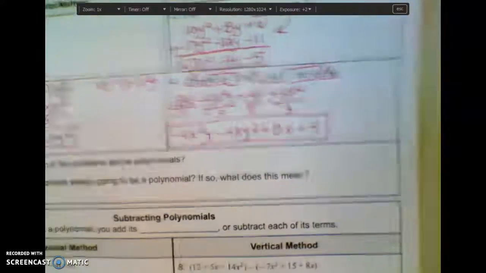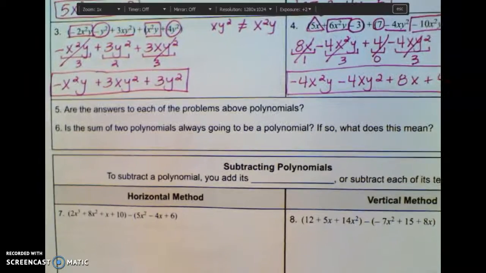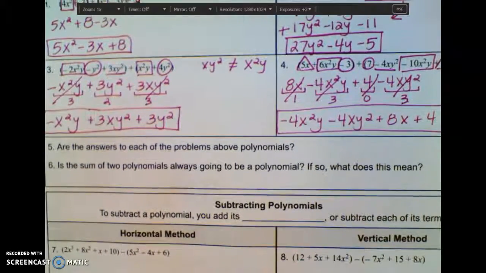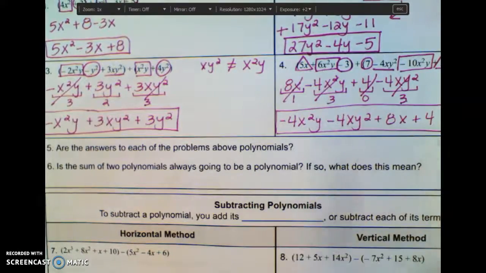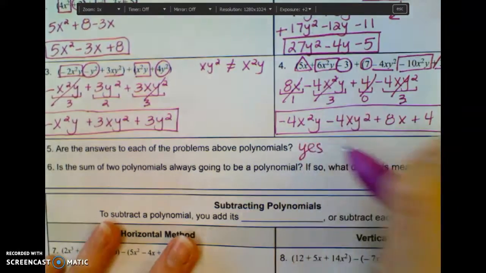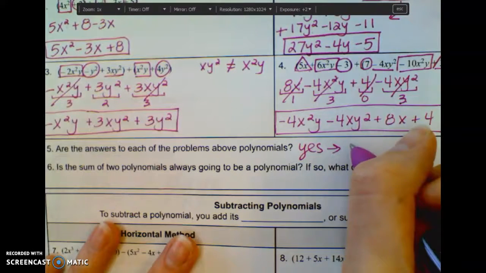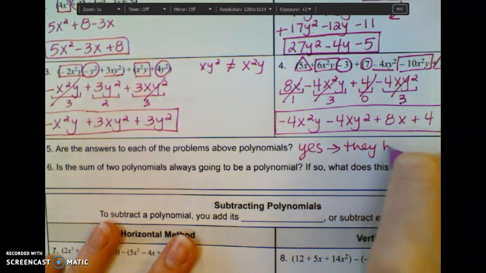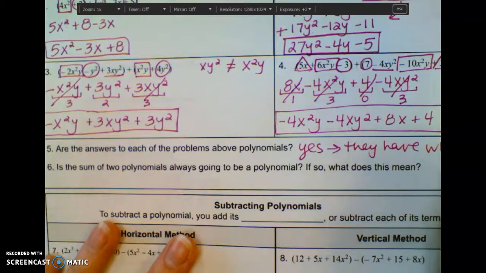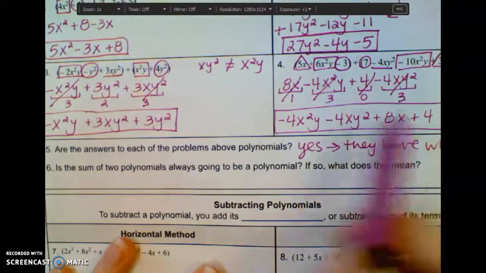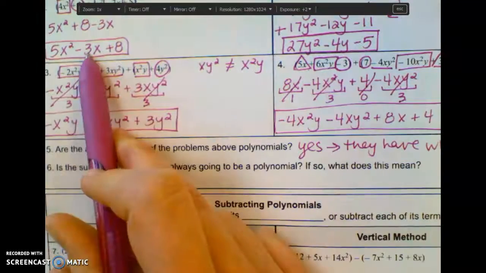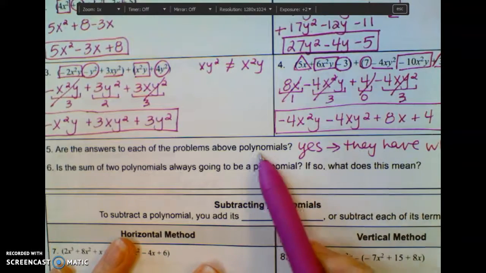Before we're finished with adding, let's look at these questions. First question, are the answers to each of the problems above polynomials? Are all of these 4 answers polynomials? And the answer to that is yes. How do we know that they are polynomials? They have whole number powers. Remember, whole number powers, they have to be positive, they can't be fractions, and they can't be decimals. All of these have positive, non-fraction, non-decimal powers. So yes, they are all polynomials.